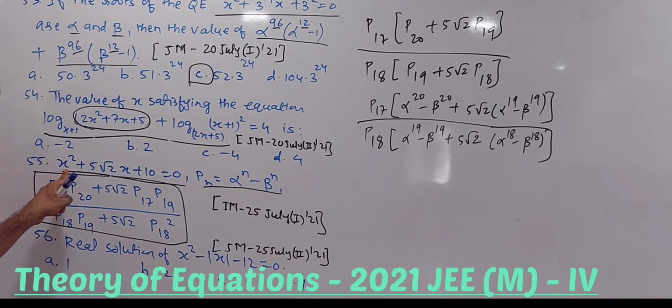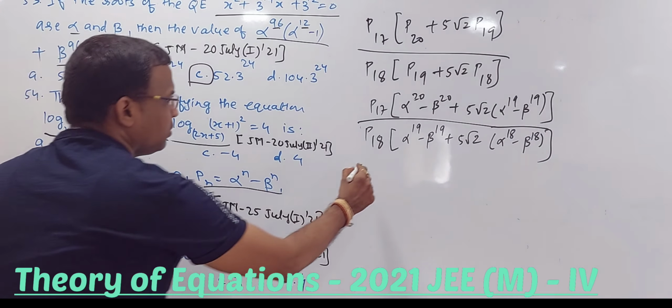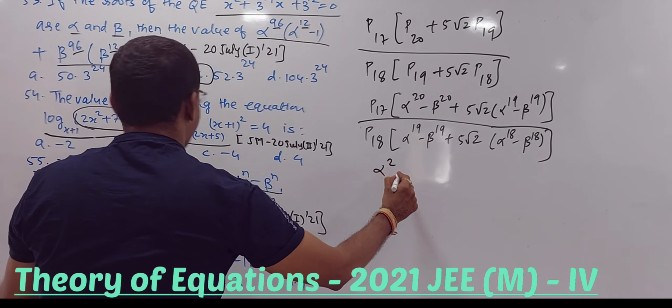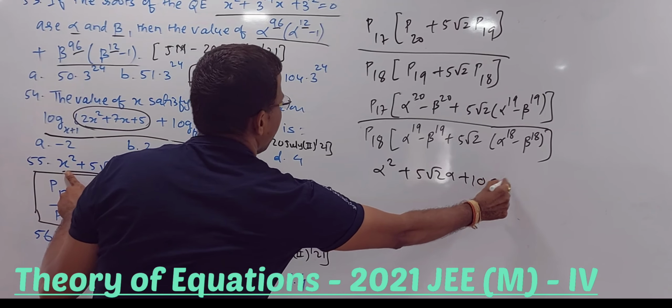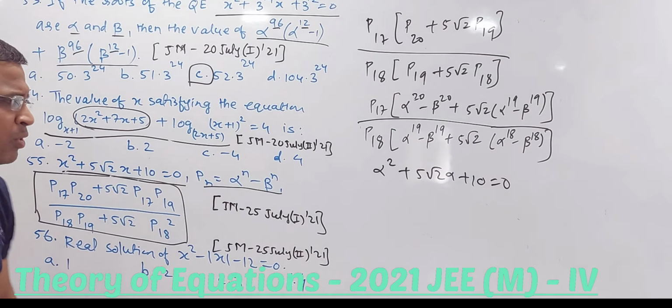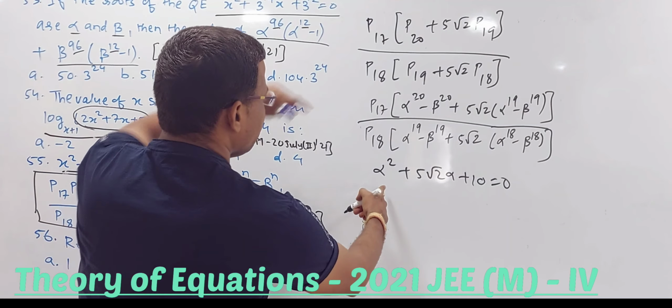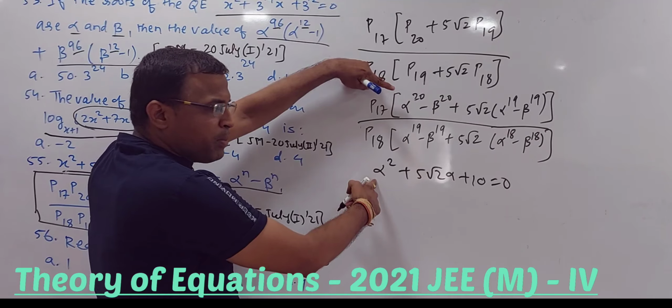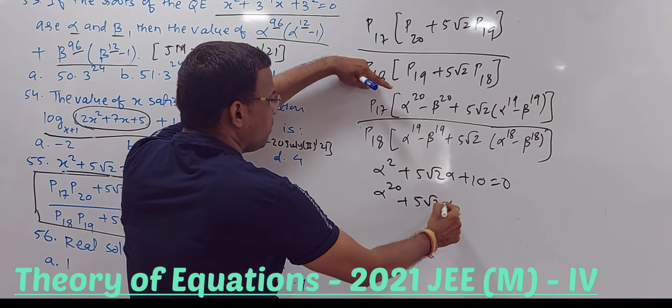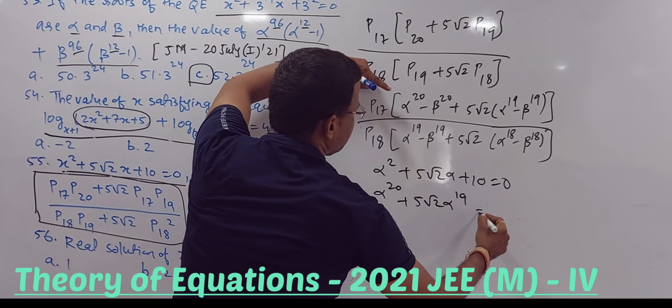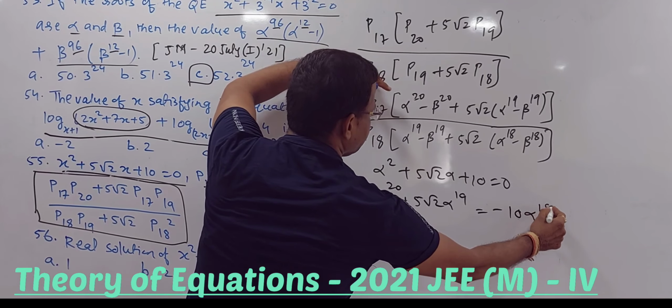So can I multiply? First of all, I can write down x square as alpha square plus 5 root 2 alpha plus 10 is equal to 0. I hope this step you can do it now quickly, because we have done so many questions. In order to make it alpha power 20, I need to multiply by alpha power 18, so it will be alpha power 20 plus 5 root 2 alpha power 19, and 10 shifted, so minus 10 alpha power 18.